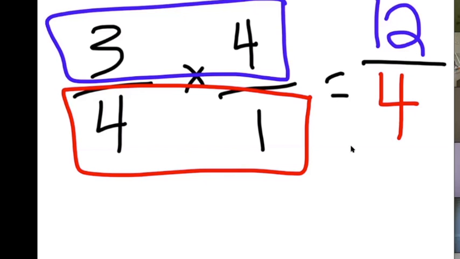I am seeing some thumbs down. Why, Bella, why are you raising your hand and telling me I am not done? Because it's an improper fraction. It is an improper fraction. We cannot have an improper fraction.